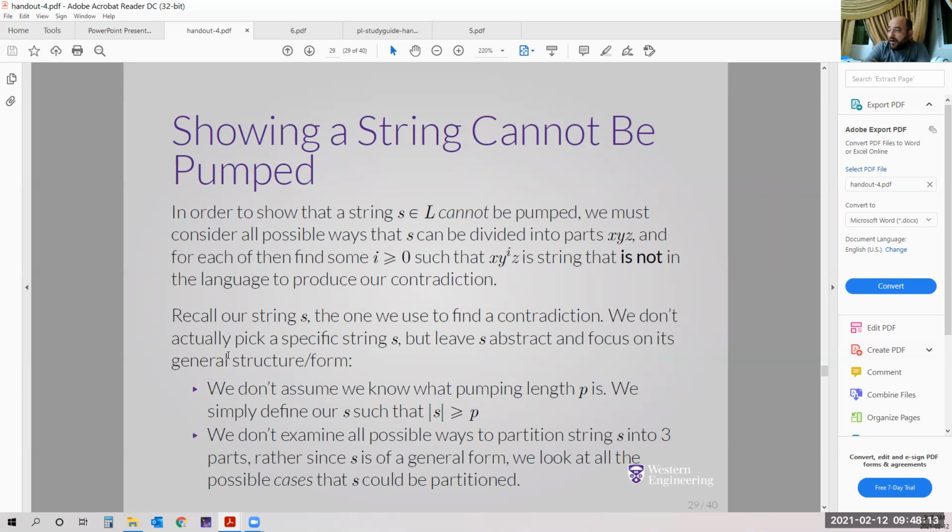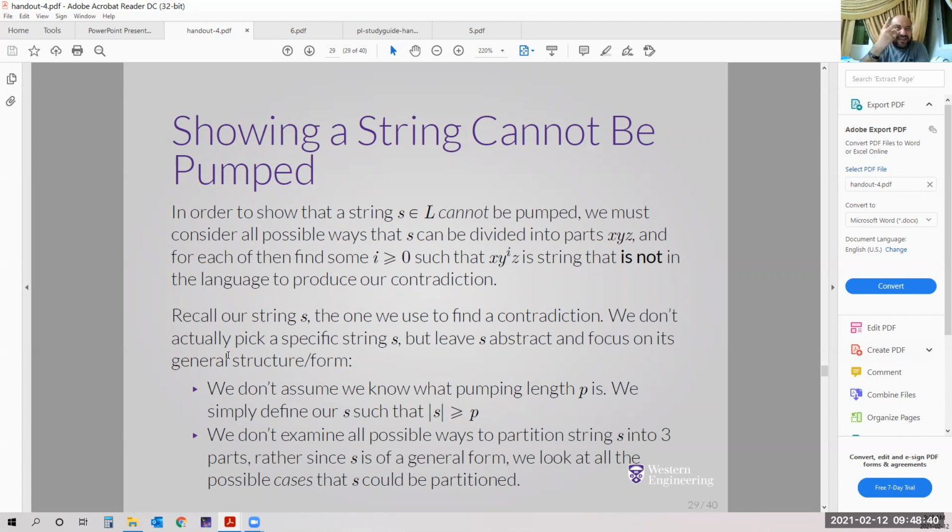We don't examine all possible ways to partition the string into 3. In the example, if I say let i equal 2, you may ask me why we don't choose 0. It's up to you. But sometimes if you choose 0 or 1, it will not get you the proof, so you have to do a first try, second try, and third try. Once we have one that makes the language not regular, this will prove your claim.